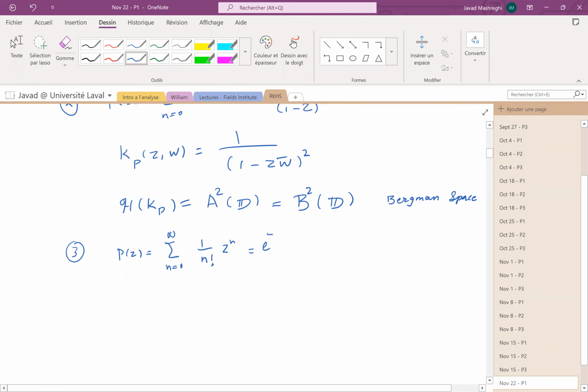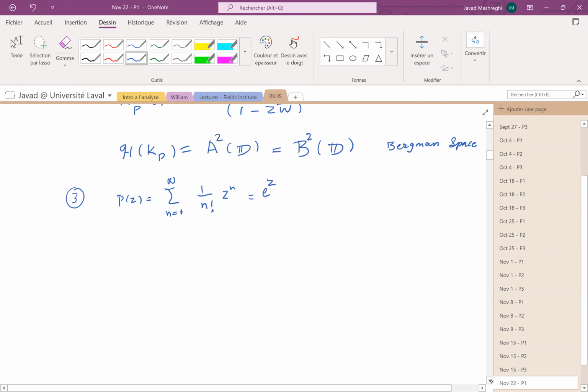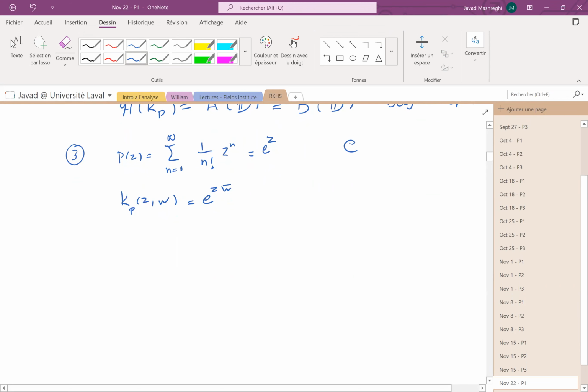Zn over e to the z. And in this case, we obtain a space with k of EZW is EZW bar. And in this case, R is equal to infinity. The functions are defined on the whole complex plane. And we obtain a space which is very important in sampling and interpolation. It's called Segal-Bargmann space.